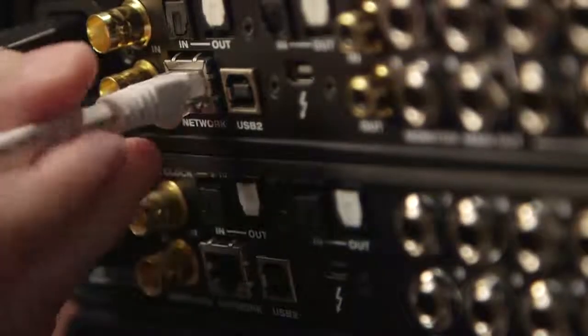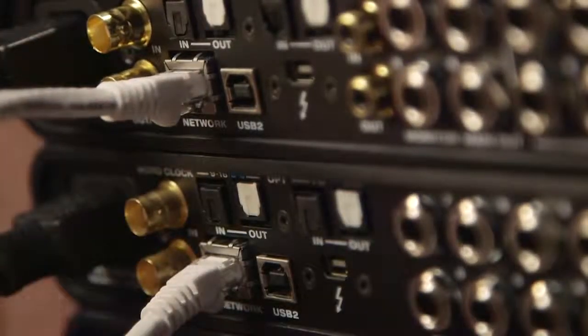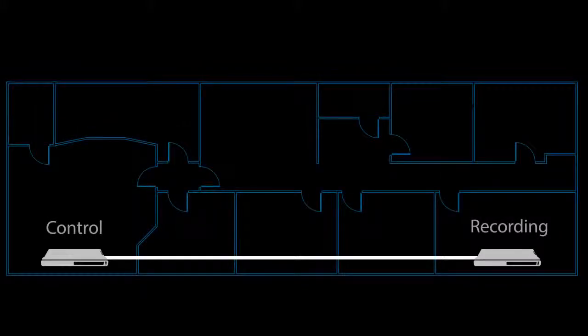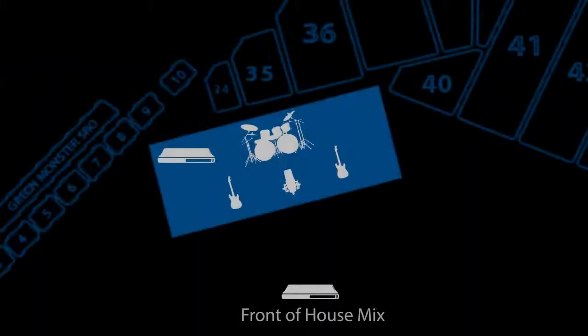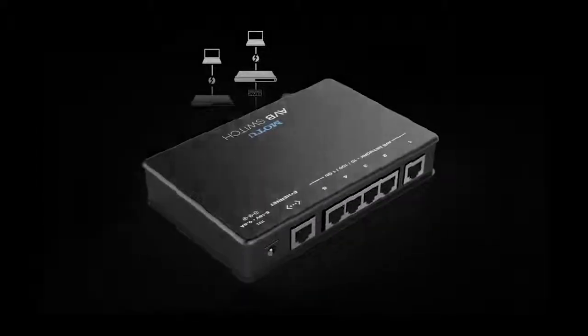Two AVB interfaces can be linked using a simple Cat5 connection. The Cat5 cable can be up to 100 meters long, which allows the two interfaces to be placed in remote locations. For example, one interface could be in the control room and the second interface could be in the recording room. Or for a live performance situation, one interface could be on stage and the second interface could be at the mix position. For connection of 3 or more interfaces, the Motu AVB switch is used.